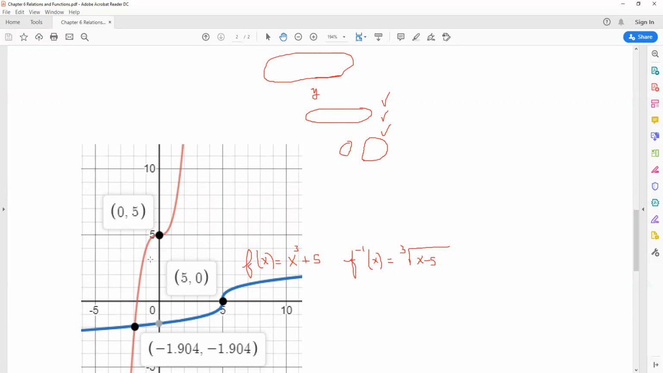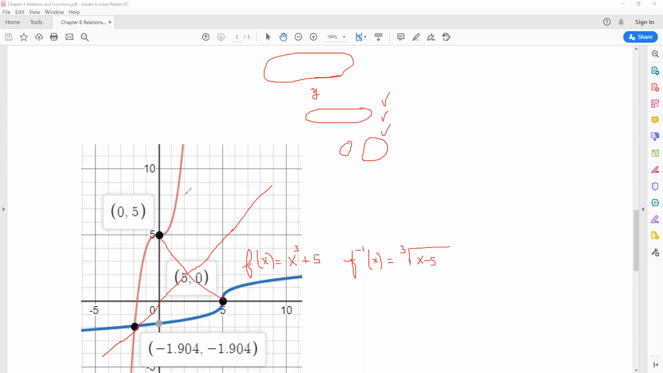the graphs will always reflect into each other through the line y is equal to x. So if you could imagine a line that passes through this point, the origin, and keeps going. This is a terrible sketch, but I hope you get the idea. Imagine that this line here, y is equal to x, imagine that as a mirror. And as you can see, 0, 5 would pair up with 5, 0 on the other side.